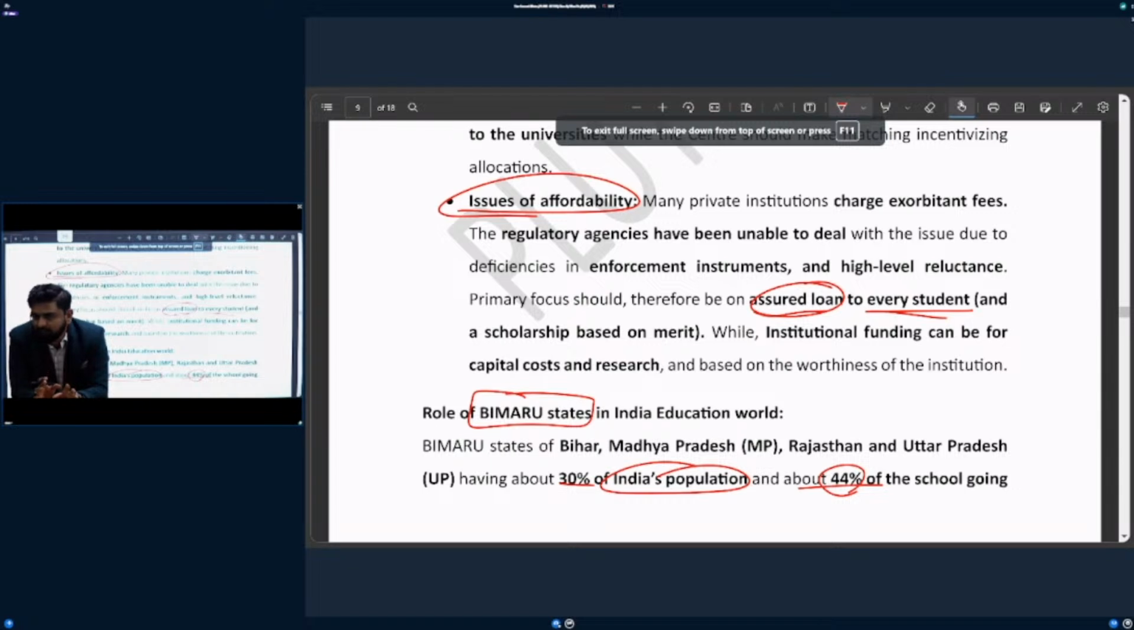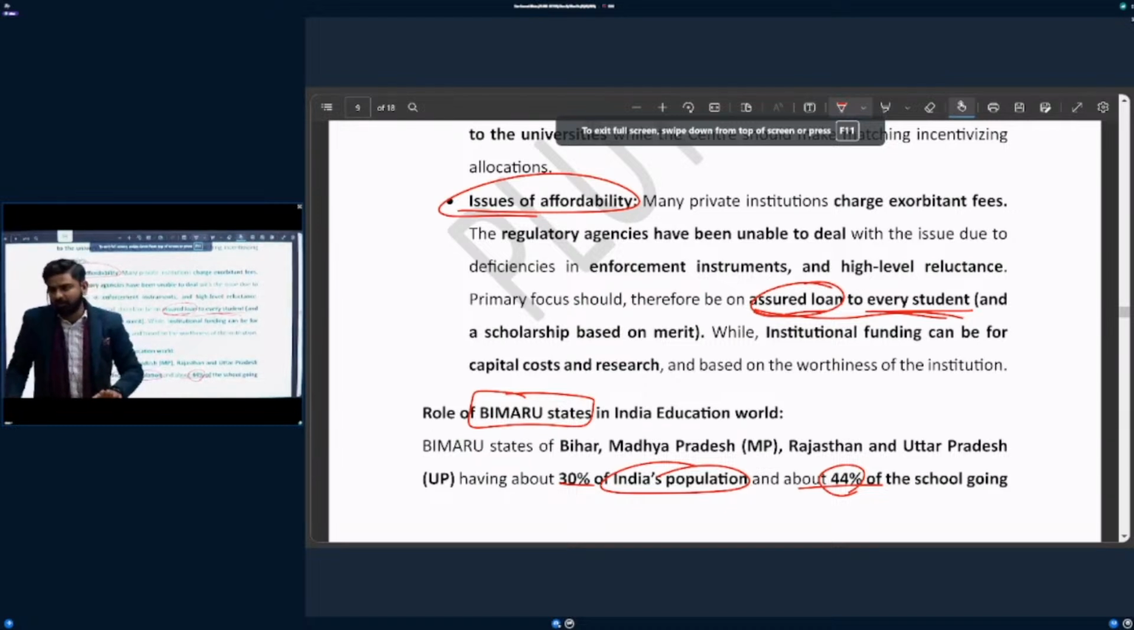बात समझ में आई? So what we want to give is assured loan to every student. No one should be deprived of education just because they cannot afford it. मैं तो कहता हूँ free होना चाहिए. Education is something, it should not be somebody's monopoly. Education and health, these are two things that should be absolutely free for everyone.